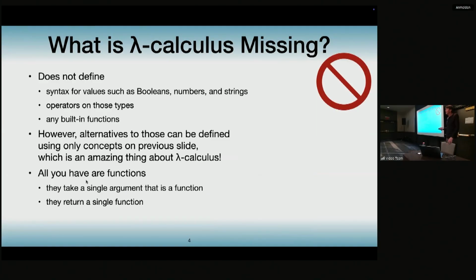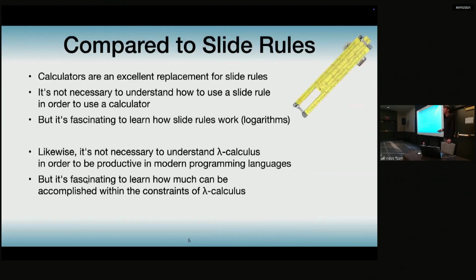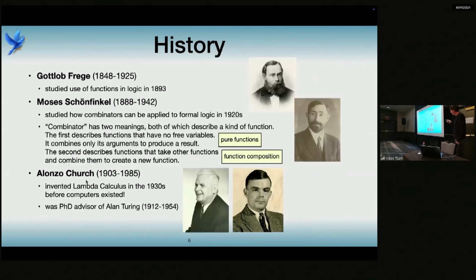So all you have are functions. The functions can only take one argument, which is another function, and they can return one thing, which is another function. You could kind of compare this to slide rules. As you know, you don't need to know how to use a slide rule. You've got calculators and they work just great. But still, it's fascinating to study slide rules and understand how they use logarithms to get the results. And that's the way Lambda Calculus is. You don't need to know this, but it's fascinating that it could even work. I'm going to skip past the history, but you might want to take a look at this slide later.